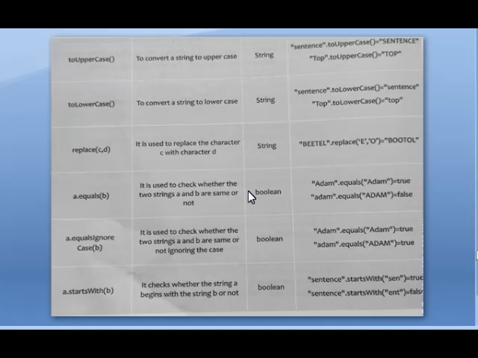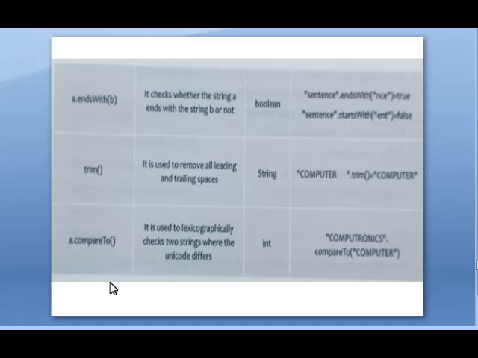Ignore the case, but the letters should be the same. a.startsWith(b) checks whether the string begins with the string b or not. The next one is a.endsWith(b). It checks whether the string ends with the string b or not. Then trim() removes all leading and trailing spaces. Then a.compareTo(b) is used to lexicographically check two strings, whether the Unicode values differ.